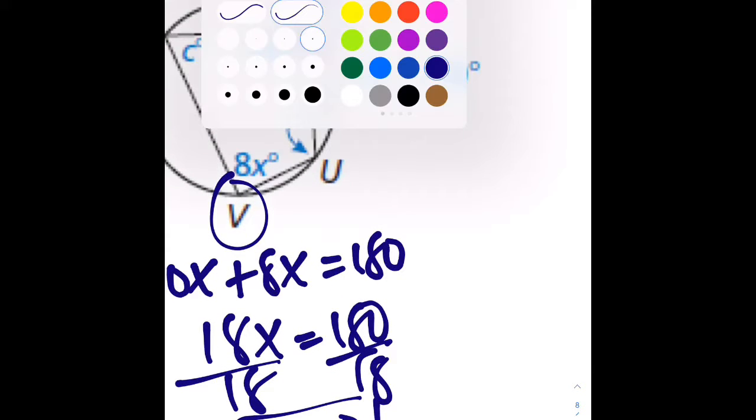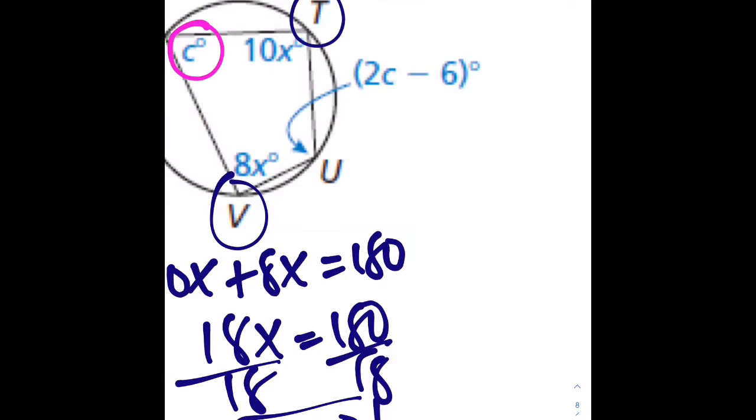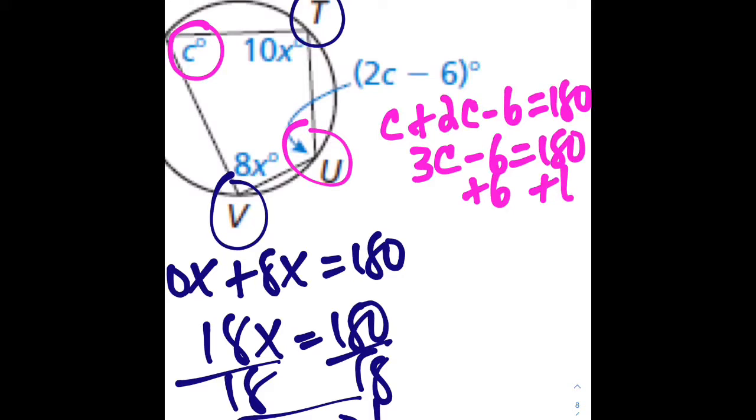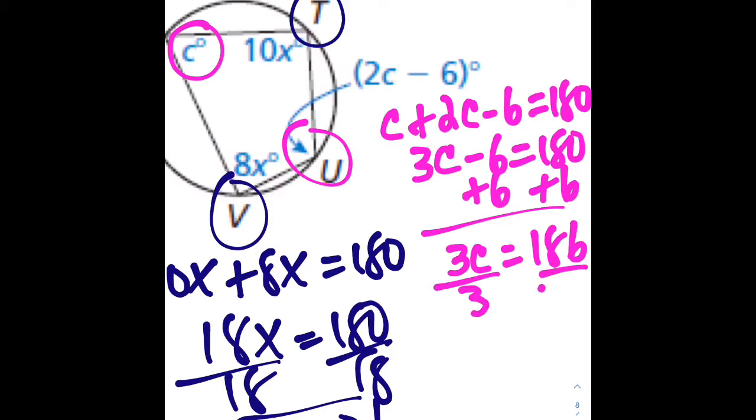Then, in order to find the other variable in the problem, which is c, since those are opposite angles of a quadrilateral inscribed in a circle, that means c plus 2c minus 6 is also equal to 180. So this gives me 3c minus 6 is 180. Add 6 to both sides, so 3c is equal to 186. And when I divide by 3, c is equal to 62.